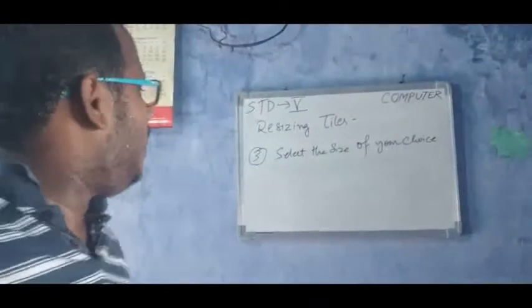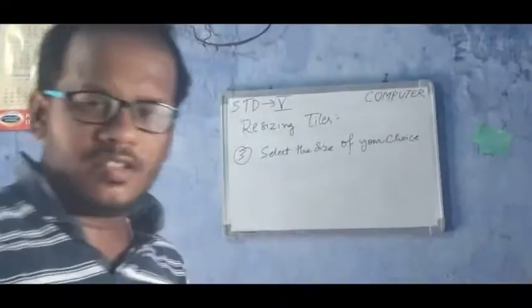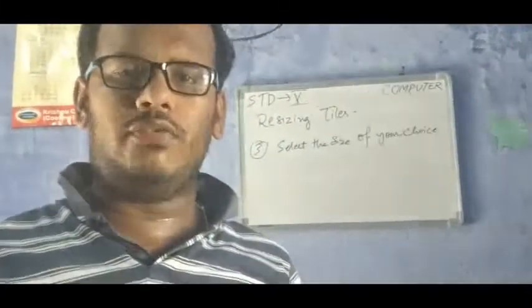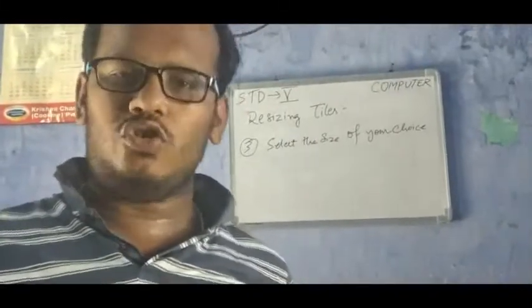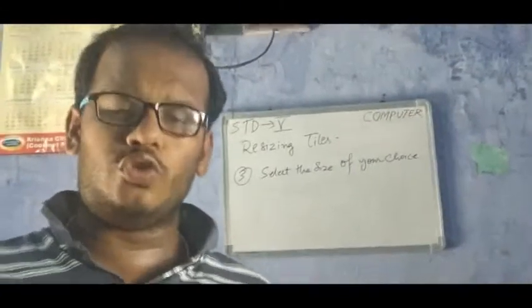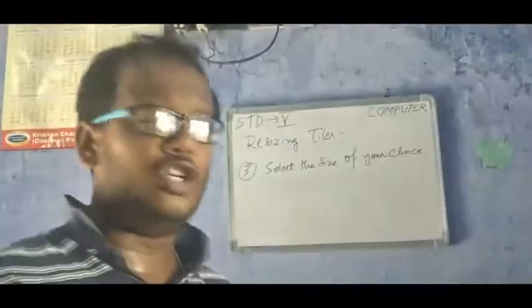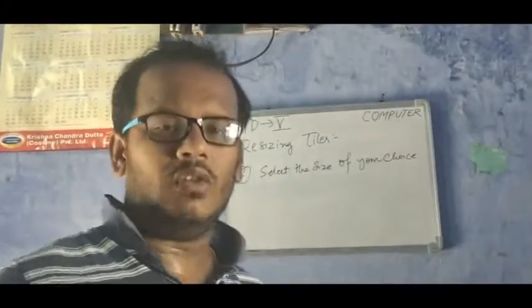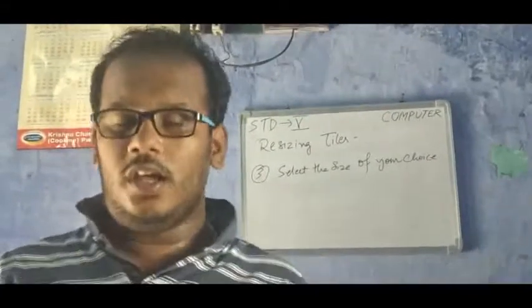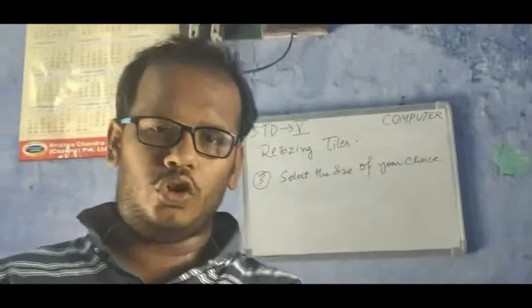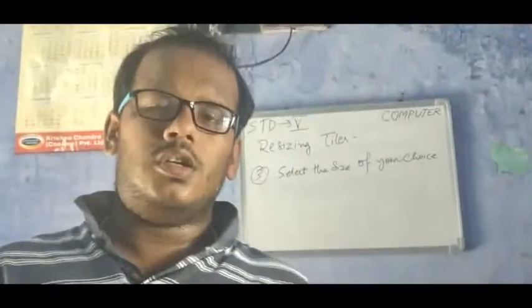Now step 3. According to your choice, you will select the size. Just like if you want a large size, after right clicking, from that pop-up menu you need to choose large. If you want small, you need to click on that small option. So step 3 is select the size of your choice, whatever size you want to work with. Clear?